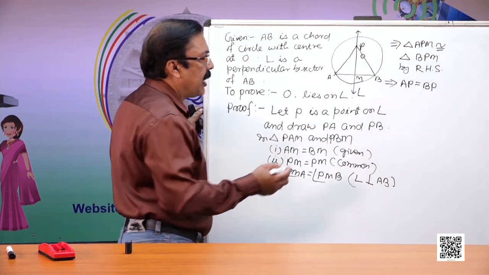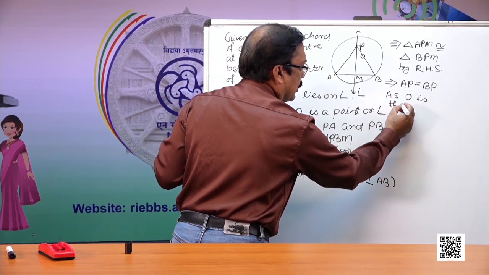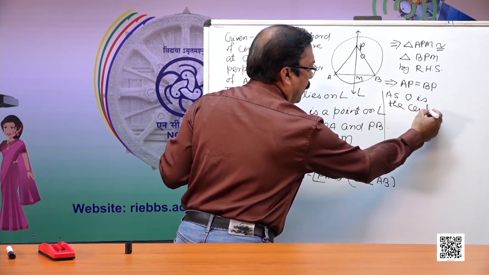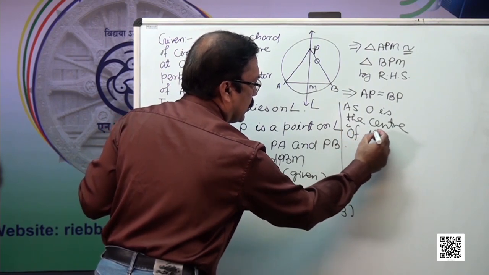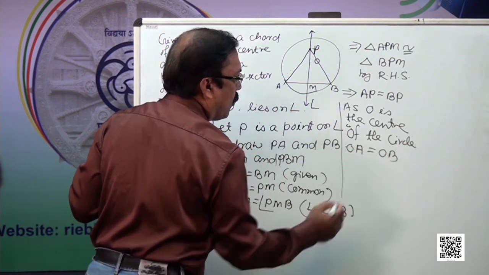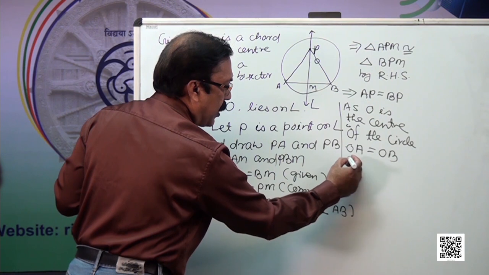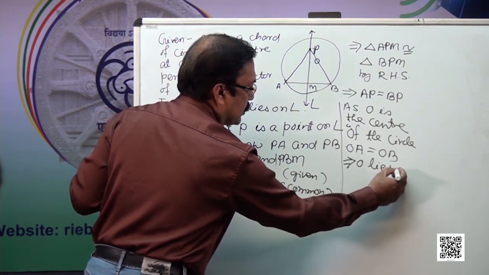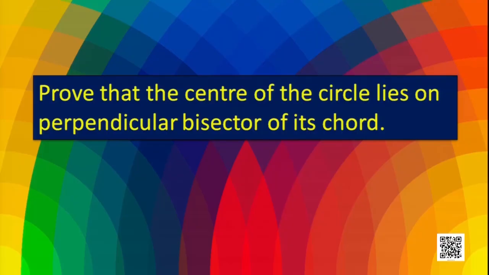And we know, as O is the center of the circle, so OA is equal to OB. As again O is equidistant from A and B, this implies O lies on L. Thus, we proved that the center of the circle lies on the perpendicular bisector of its chord.